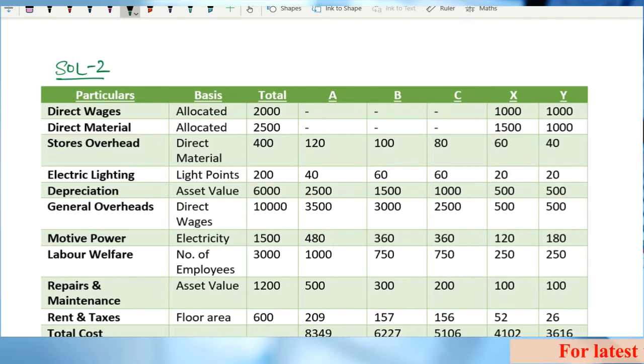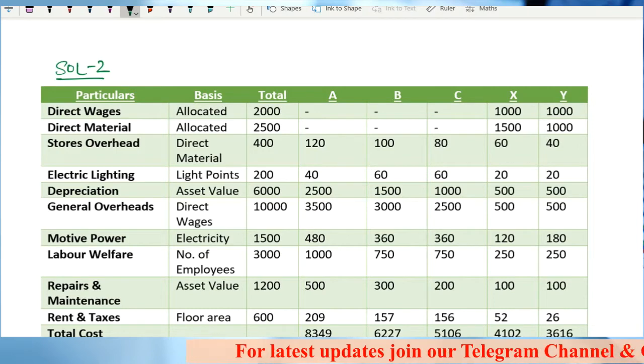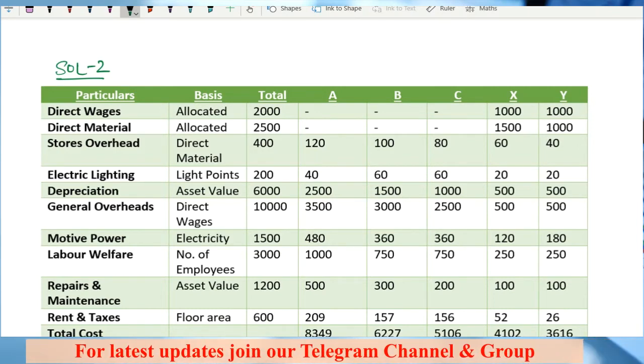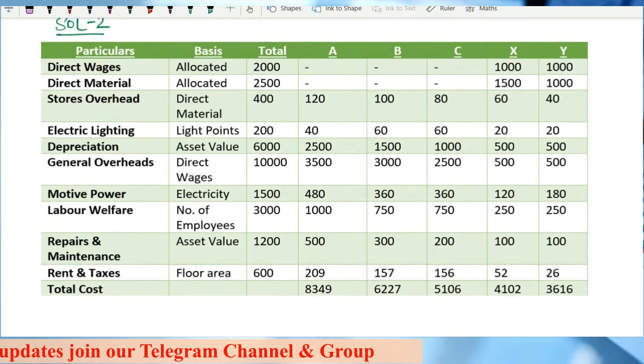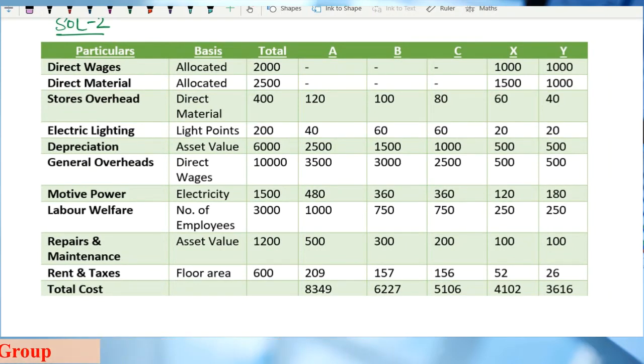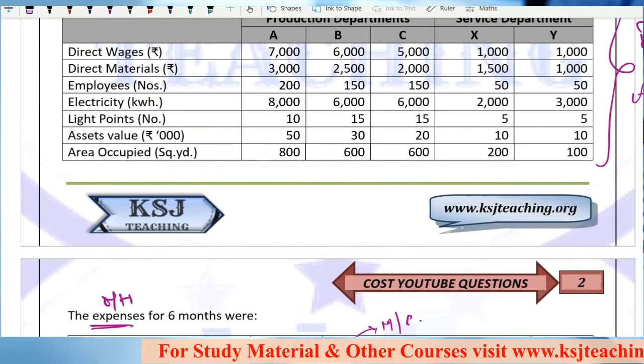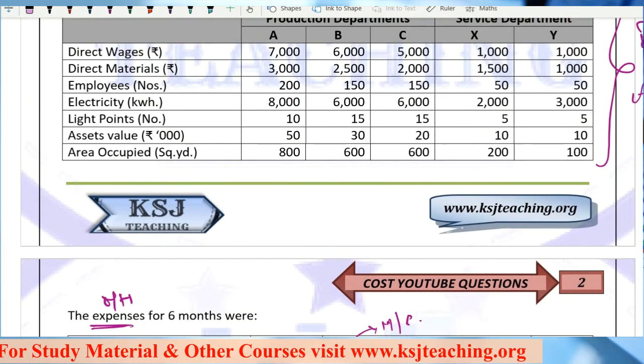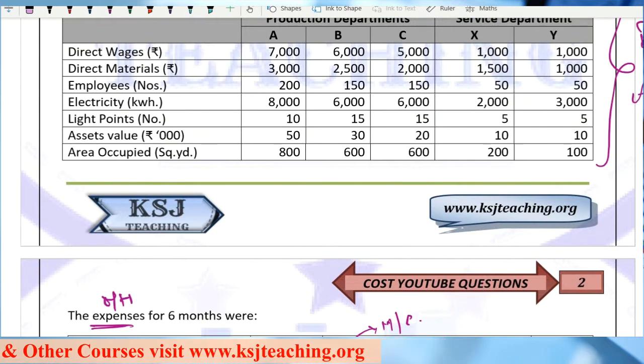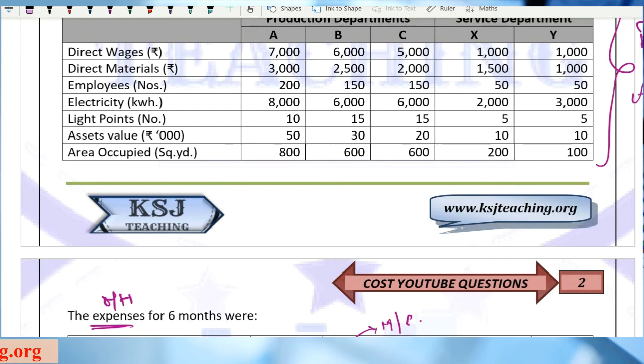Allocated overheads are not given, so then we have to do the apportionment of overhead. What is stores overhead? What is a store? It is where we keep the raw material and everything, right? Any expenses related to the store can be distributed on what basis? Direct wages? Anything to do with the store? No, sir. Number of employees? No. Electricity? No. Light points? No. Asset value? No. Area occupied? No. Then what is left? Direct material.